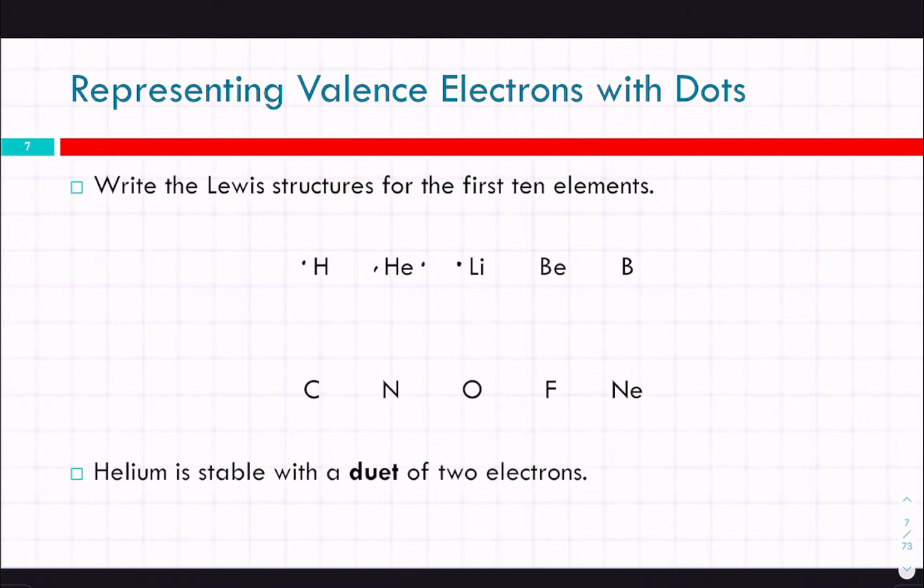So beryllium would then be 2, and then boron is 3, carbon is 4, nitrogen would be 5. That's the first one where we double up. Oxygen is 6, fluorine is 7. Neon, oh, I guess I should do this in the correct order. Neon is 8. So aside from hydrogen and helium, everything else wants 8 electrons, because that's a full valence shell. For hydrogen and helium, they're just trying to get to 2.